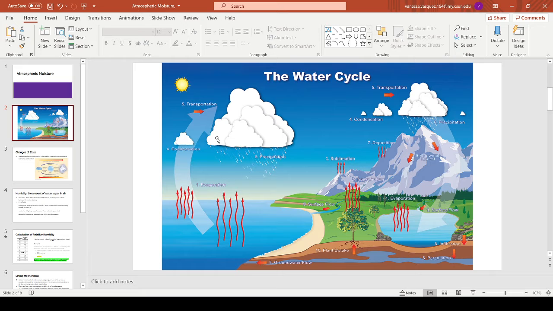And as you can see here, as the cloud particles get larger, this is when precipitation occurs. I also like this diagram because it shows the other phases of water, sublimation and deposition. Sublimation occurs when the solid turns into vapor, and then deposition occurs when the water vapor transforms into solid. And as you can see here, it occurs on the snowy mountains.